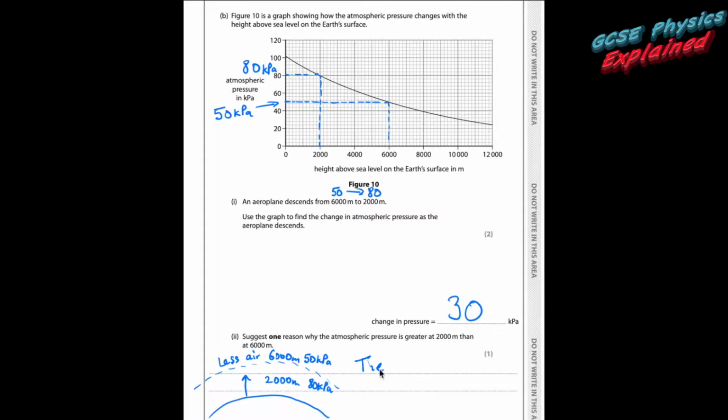So the lower the height, the atmosphere is more dense. So basically more air particles. If you keep going high enough, you'll get into space and there's no air particles. So the pressure would go right down.